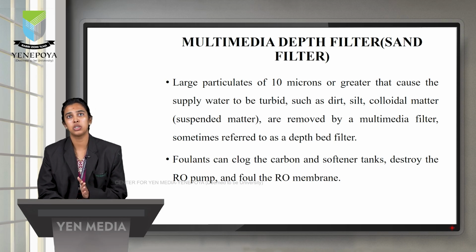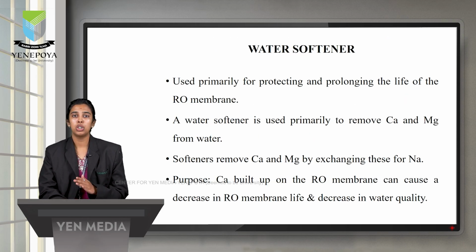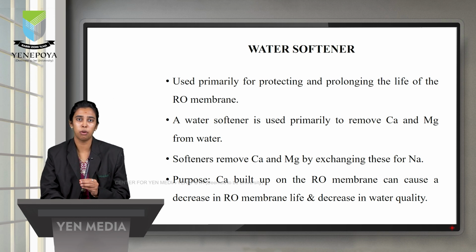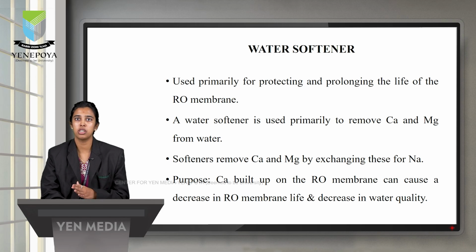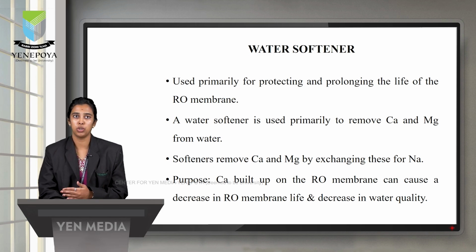From the sand filter, next we are going to the water softener. The water softener consists of a small amount of resins. What happens here? The water flows from an upstream direction, and calcium and magnesium are released from the water. They will be attached onto the softener, and replaced by sodium ions. That is what is given here. Softeners can remove calcium and magnesium by exchanging these for sodium.